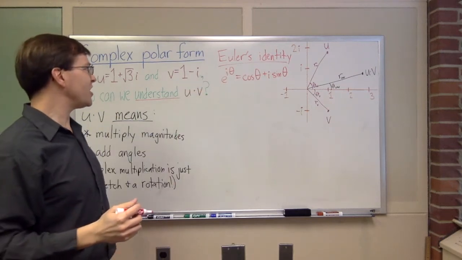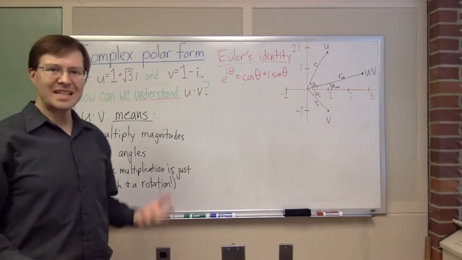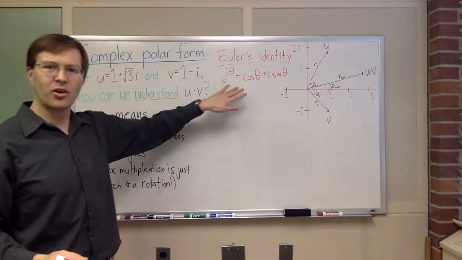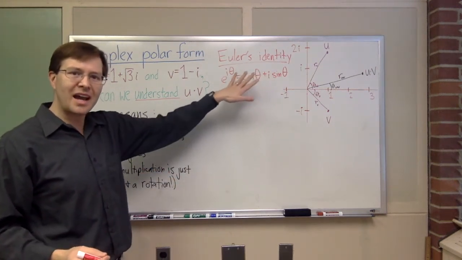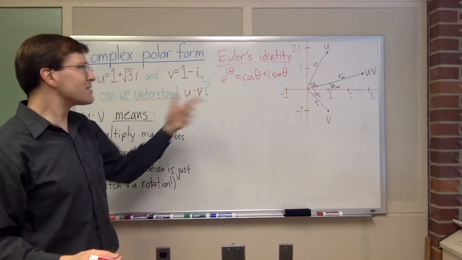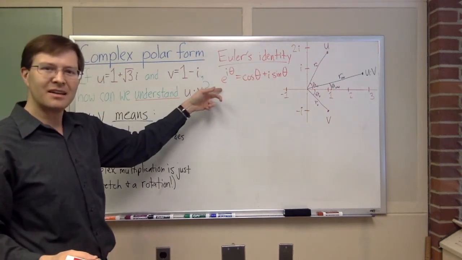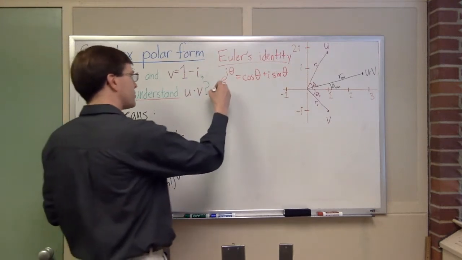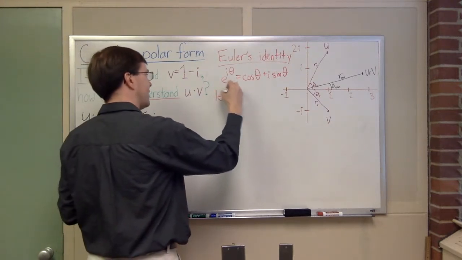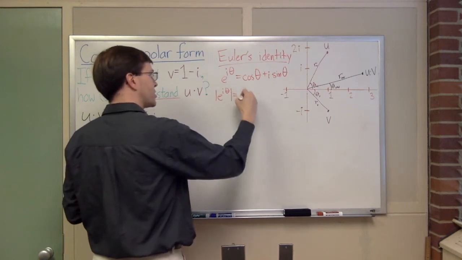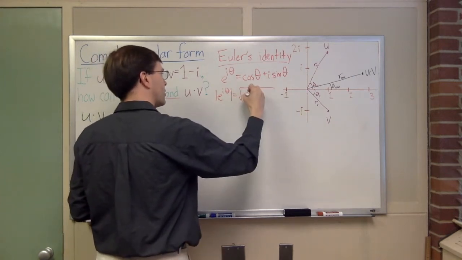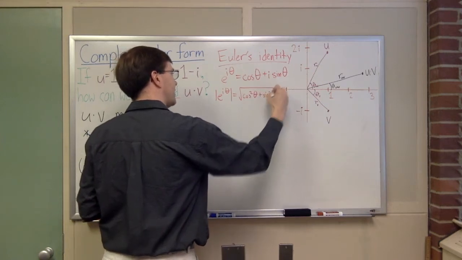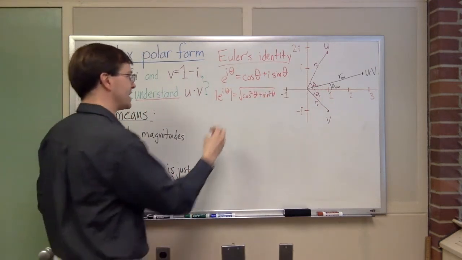And so the neat thing is, cosine plus i sine looks like an angle in the complex plane. And this makes sense. What is the magnitude of e to the i theta? The absolute value of e to the i theta is equal to the square root of cosine squared theta plus sine squared theta. And there's a trig identity that tells us that is equal to 1.